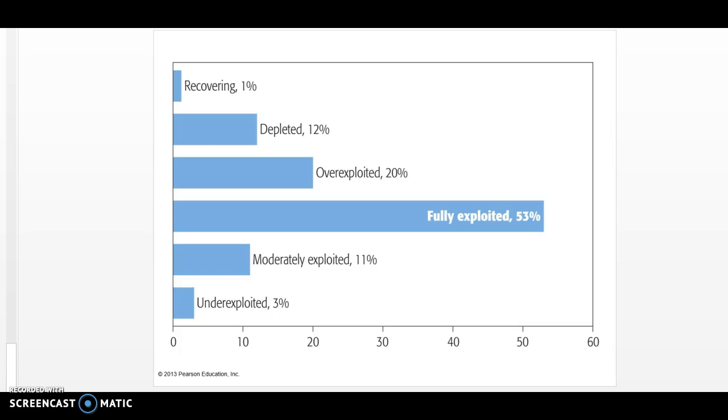And so this is oceans recovering. There's 1% of oceans recovering. There are overexploited, fully exploited. There's about 53% of the world's fish stocks that have been completely exploited. So this is a big deal. And this is why we need rules and regulations limiting how much we can catch, how much can be used at a time.